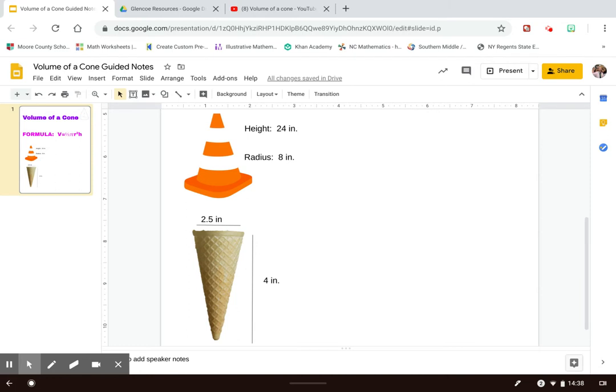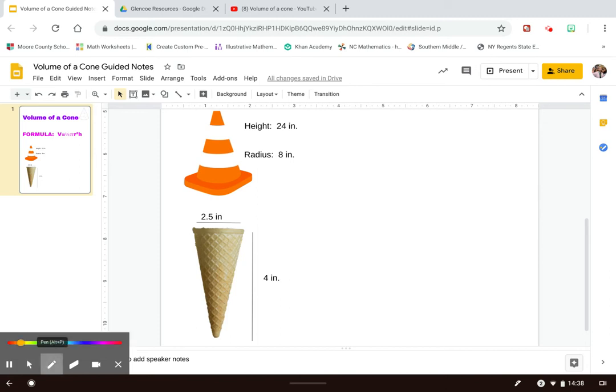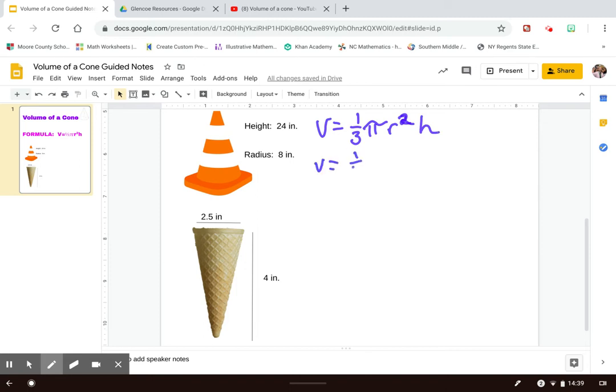Okay, so let's look at our first example of a cone here. We have this cone down here that has a height of 24 and a radius of 8. So what we're going to do is say volume equals 1/3 pi r squared times my height. As I substitute things in their proper place, I have 1/3 times 3.14, which is pi, times the radius, which is 8, and that's going to be radius squared. And then my height is 24.